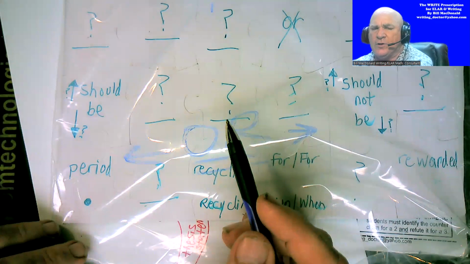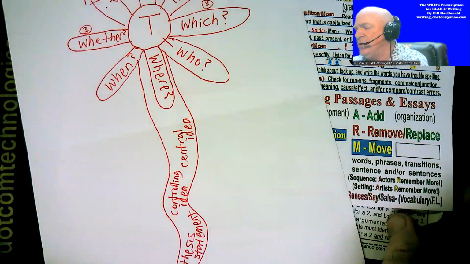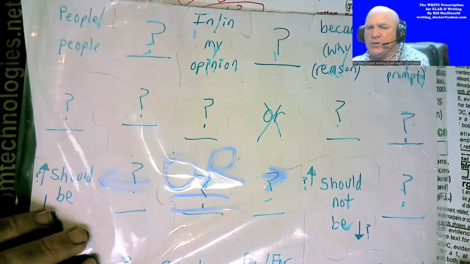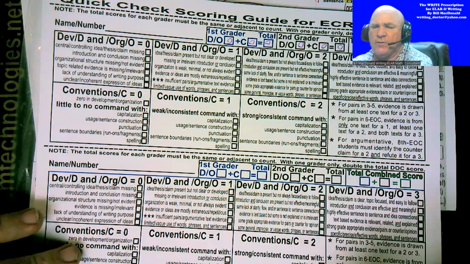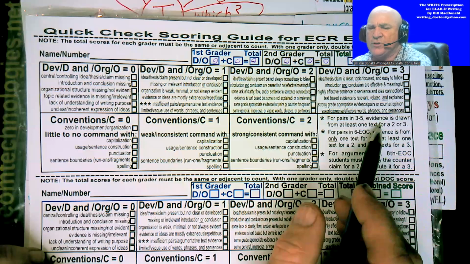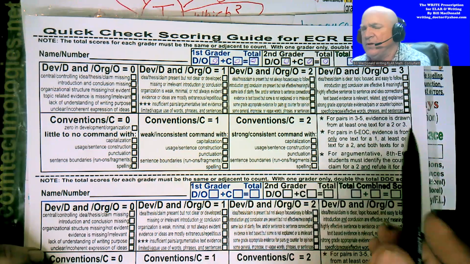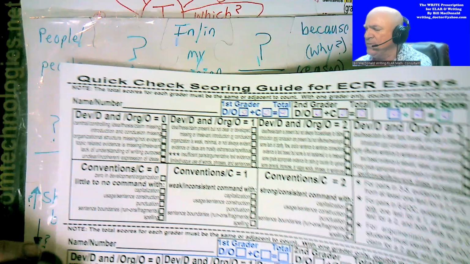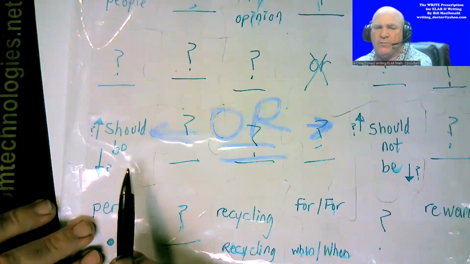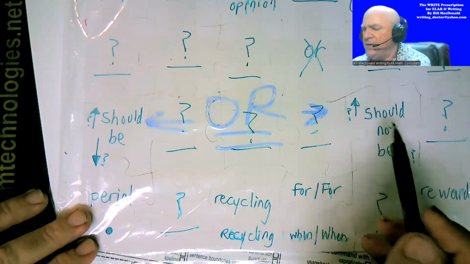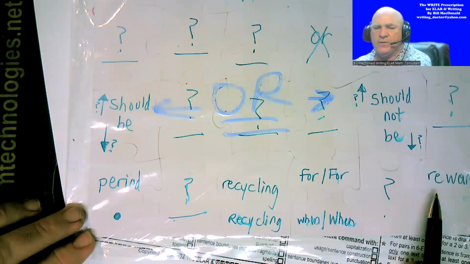So that's why in third grade, the scoring says be sure to at least include one selection in your response. And so I'm going to show you that real quick right here for pairs in 3 through 5. Evidence is drawn from at least one text for a 2 or a 3. So you only had to pick one side or the other because one passage was giving you why they should get rewards for recycling, which we'll see in a second, and one was saying why they should not be. Okay.